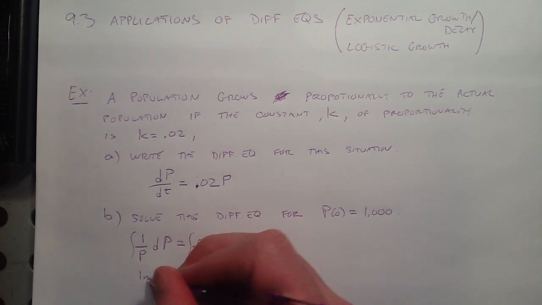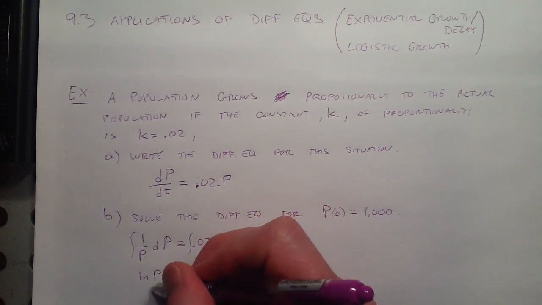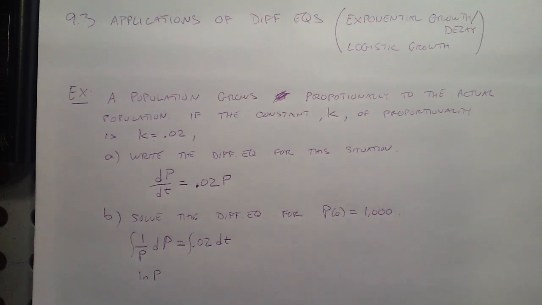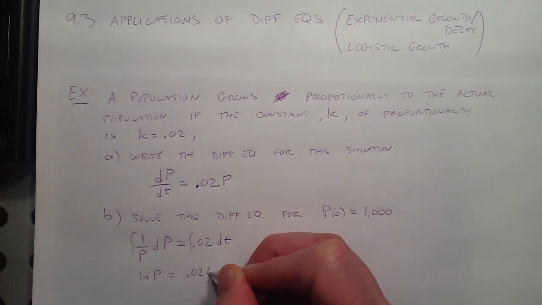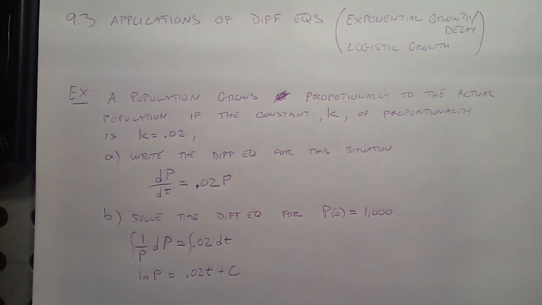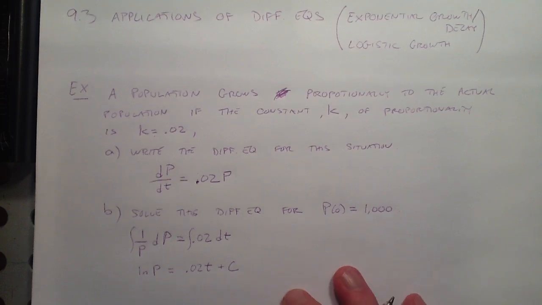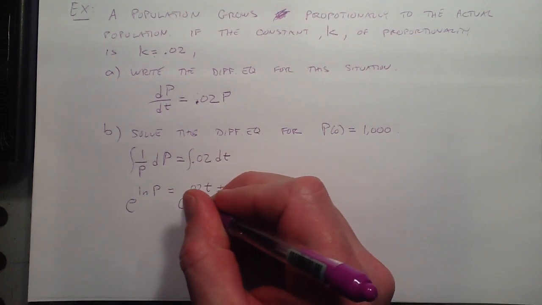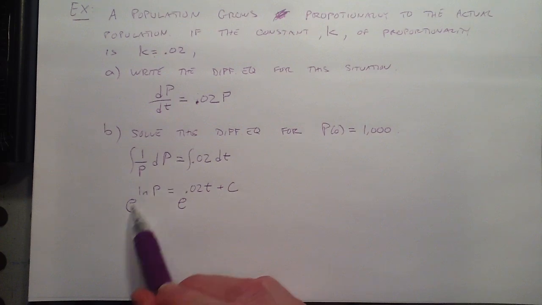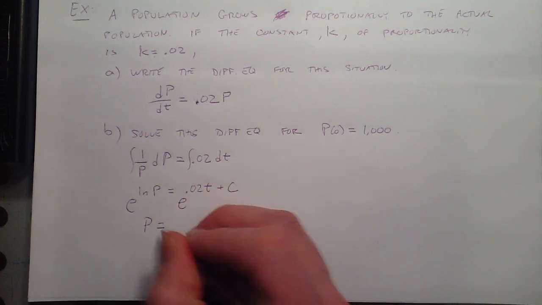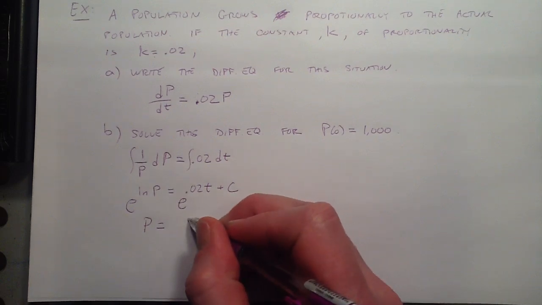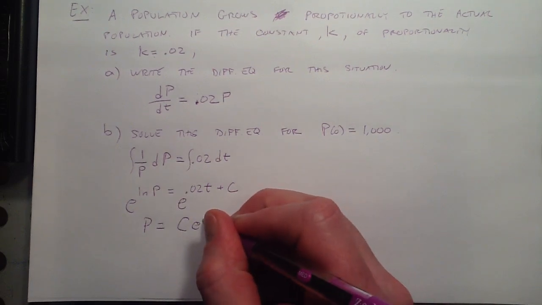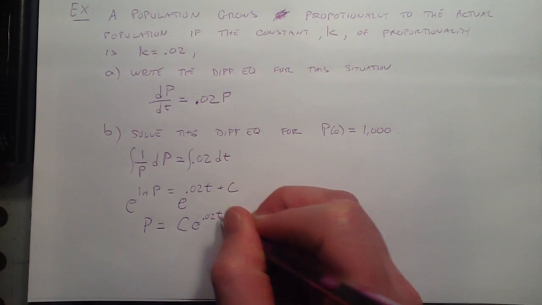It gives me natural log of P. You might think, where are the absolute value signs? Well, the population can't be negative, so I don't actually need them. But if you put them there, that's okay. Natural log of P is equal to 0.02t plus C. And then we've seen lots of examples of this type, so we're going to exponentiate both sides. So e to the natural log whatever, that cancels out, gives me P is equal to, this constant can move out to the front, C e to the 0.02t.